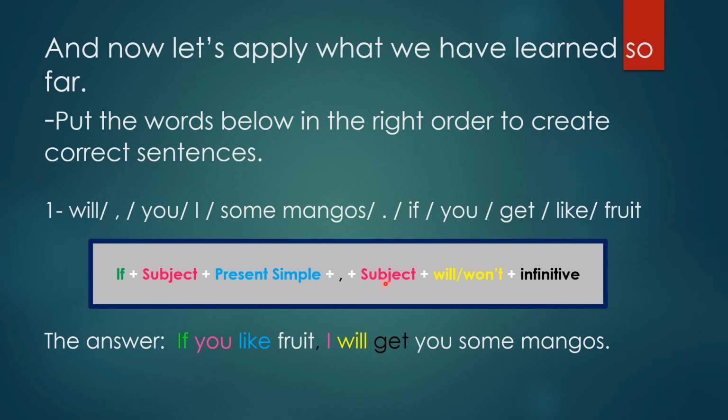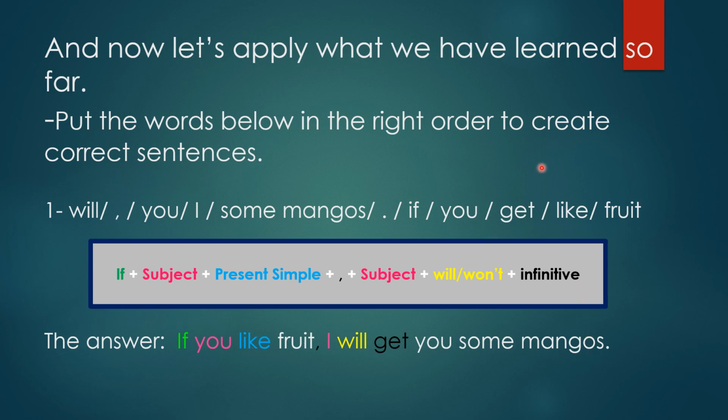After the comma I need another subject. Okay, so I have an I here. I, subject, then will or want. What do I have here? Will. So it becomes I will, and after the will comes the infinitive verb, which is get, the only verb left. So I will get, and then comes you some mangoes, which is the rest of the sentence. Then comes the full stop. If you like fruit, I will get you some mangoes.